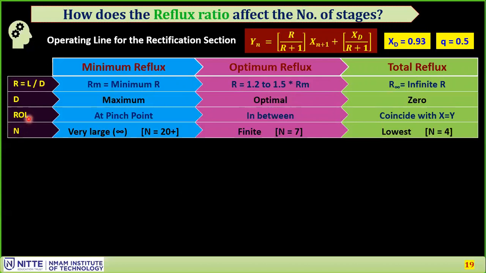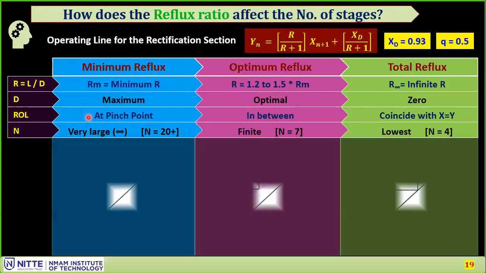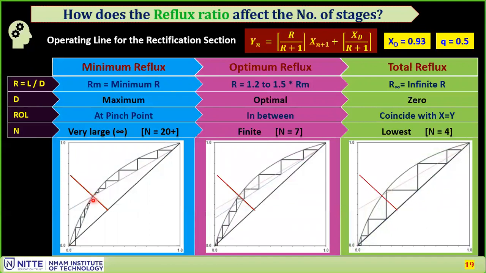So the rectification operating line for minimum reflux ratio touches the equilibrium line at the pinch point. See here it touches the equilibrium line at the pinch point, sorry, the Q line at the pinch point. Whereas for total reflux ratio, the other extreme end, it coincides with the x is equal to y line, with both the operating line for the top section and the operating line for the bottom section.